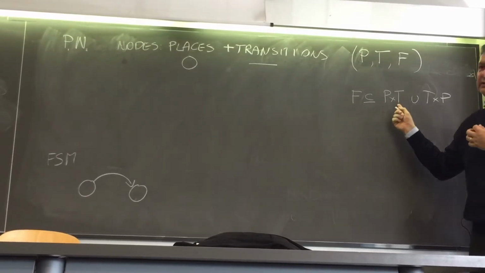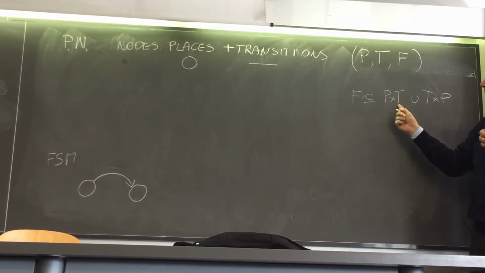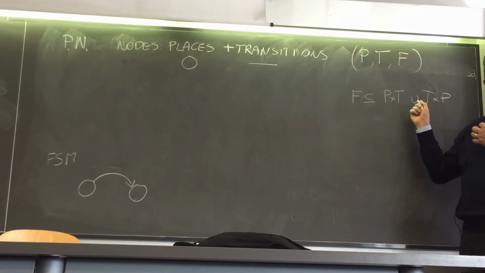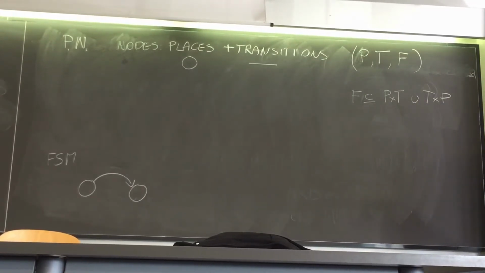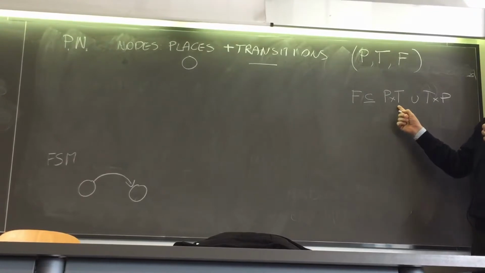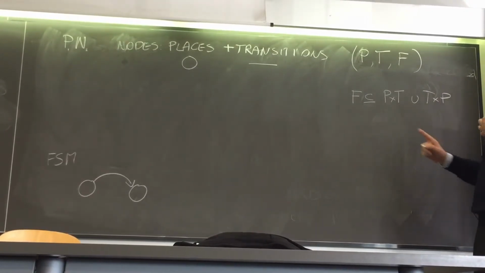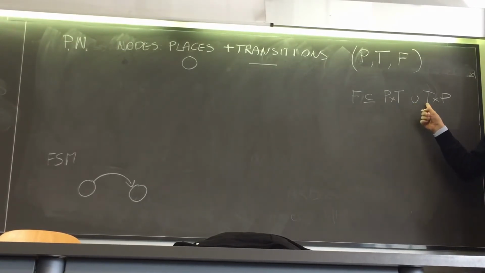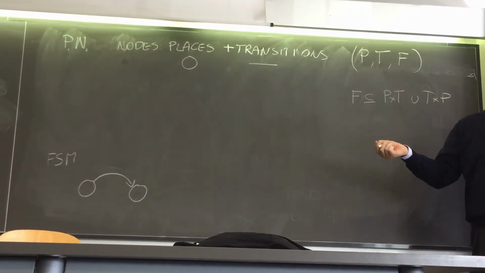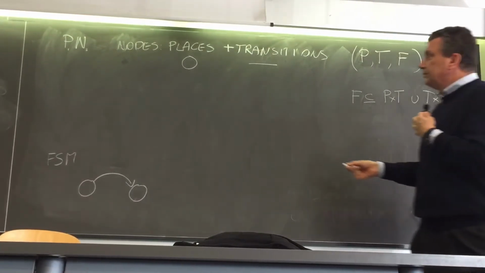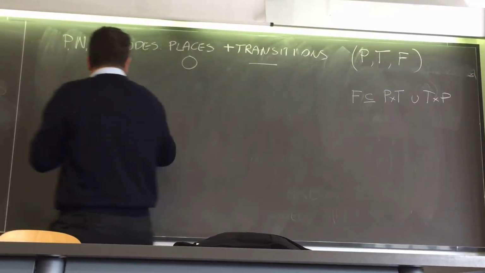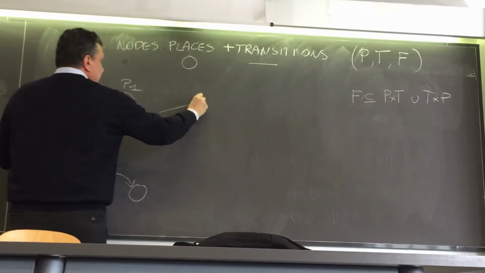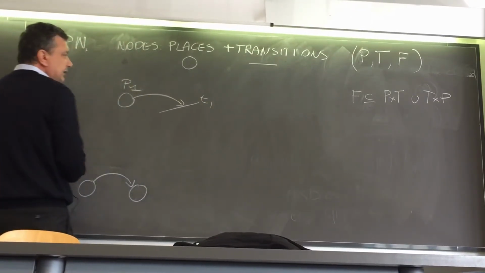So it means that it's a set of couples. The first belongs to the starting node and the second belongs to the ending node. And if the first node is a place, then the second node is a transition. Or if the first node is a transition, then the second one is a place. Each couple represents one arc as usual. So for a Petri net, I can have place P1, transition T1, and that's an arc.